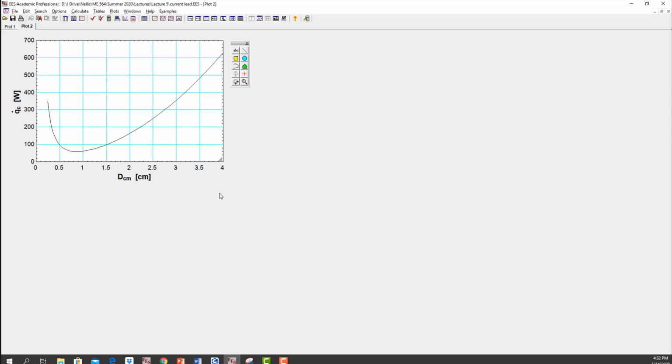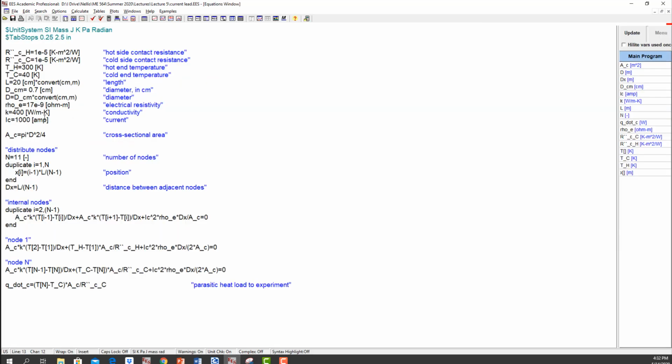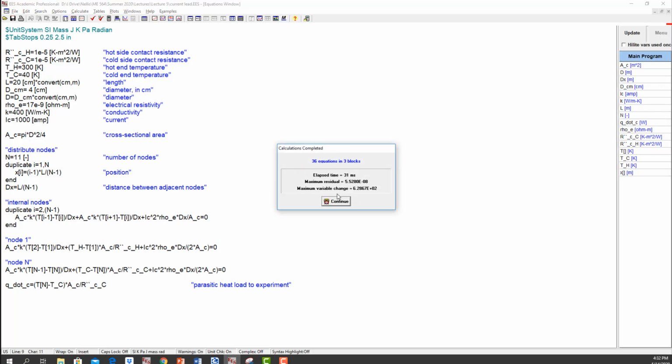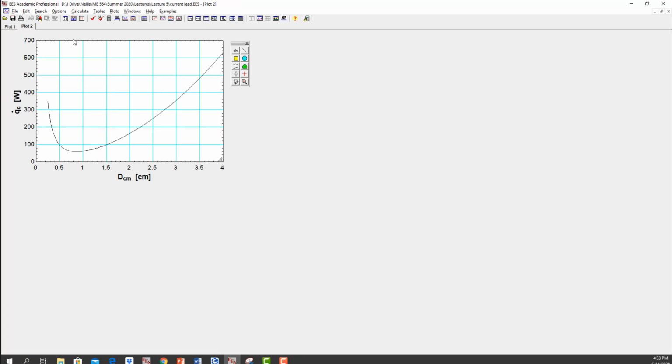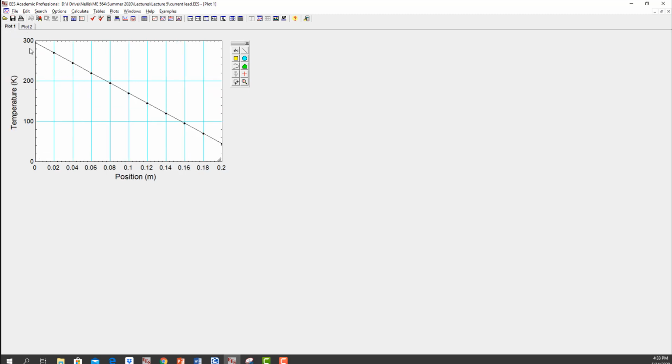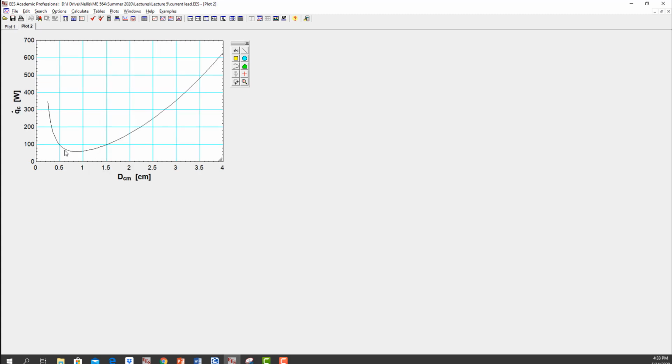If I go out here and make my diameter 4 centimeters, and I run, and I look at my temperature distribution, it's basically linear, right? I mean, that's basically a plain wall. I just have a massive thermal short between the top of my Dewar and my magnet, right? So I want to make that short smaller, which means driving into smaller diameters, but obviously I can go too far, right? I go too far and all of a sudden I'm back to having a problem.